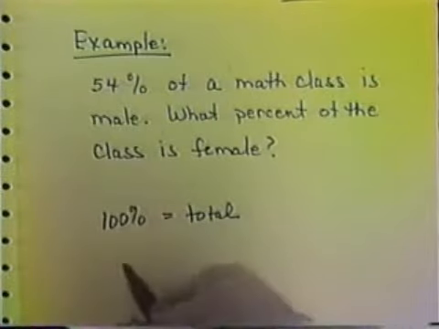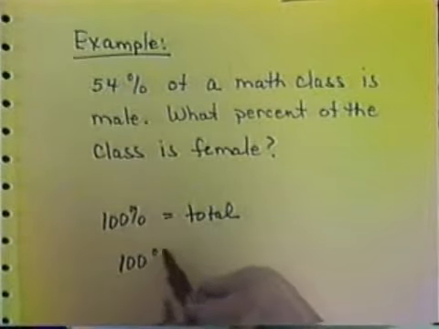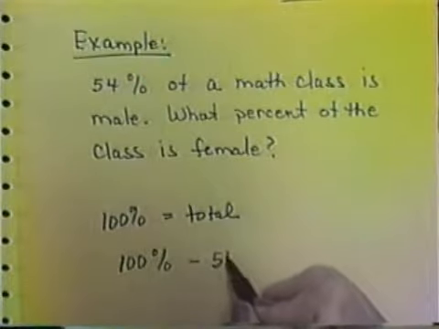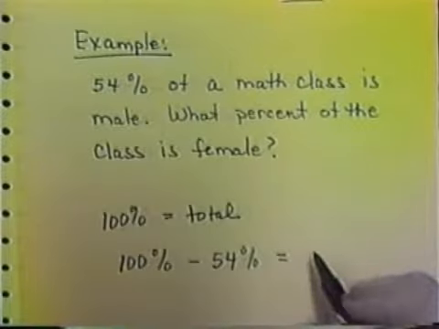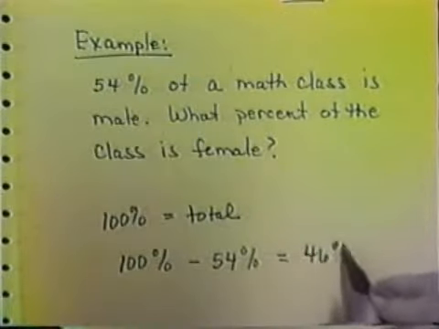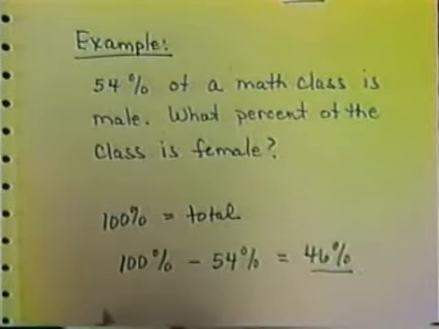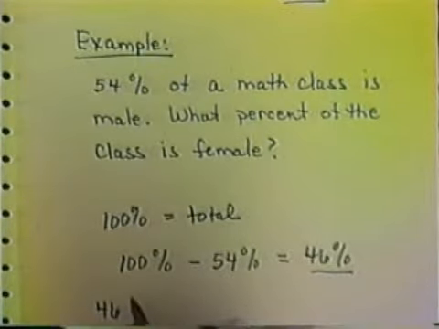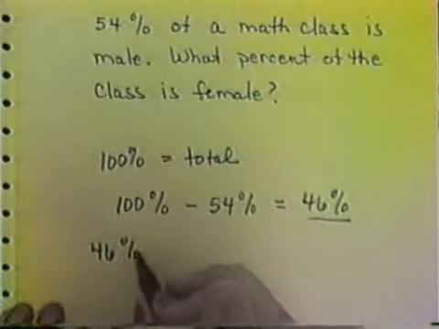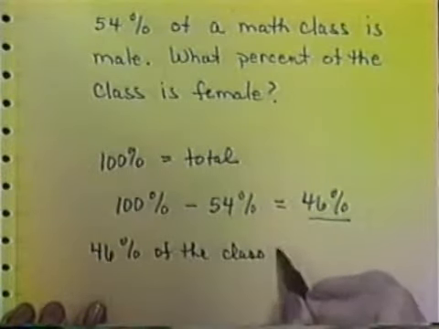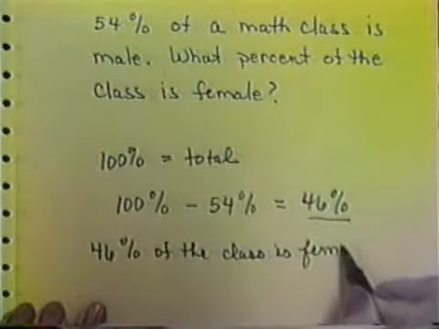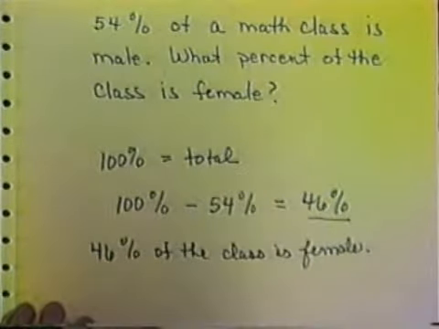That's right, we're going to need to subtract. So we're going to get 100% minus 54% is going to leave us with what? 46%? So that means that 46% of the class is female. For the females, that's not bad. They may like the odds better.